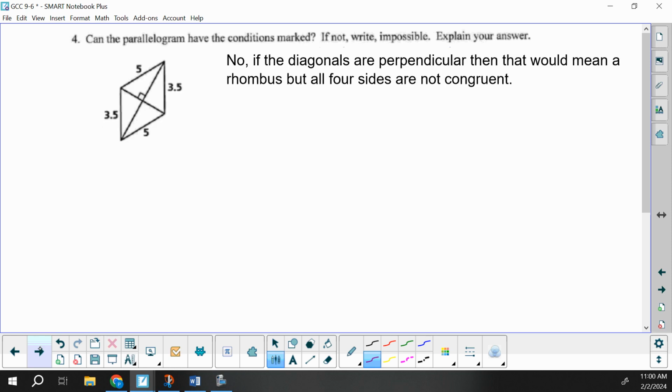Number 4, if the diagonals are perpendicular, this parallelogram must be a rhombus. But a rhombus is supposed to have all 4 sides congruent. So therefore, it is impossible for a parallelogram to have the dimensions and markings shown, because if you have that right angle where the diagonals cross, then all 4 of those sides should have been congruent.